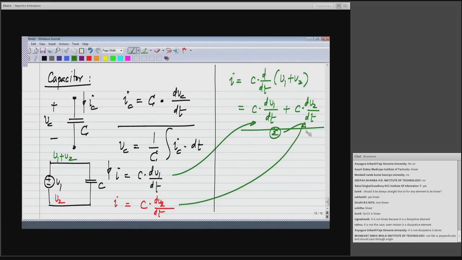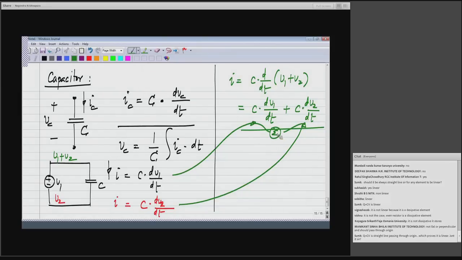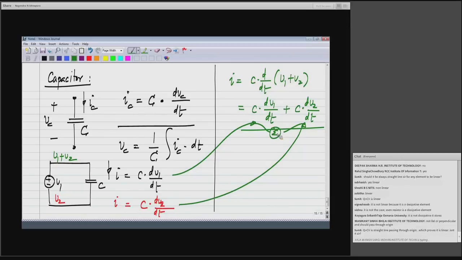Okay, so this is how you test for linearity. I applied V1, found the current. I applied V2, found the current. I apply V1 plus V2. What I say is that the current will be the sum of the individual cases, and a capacitor is therefore a linear element also. Okay. The IV characteristic may be more complicated than that of a resistor, but it is still a linear element. Okay. I hope that is clear.